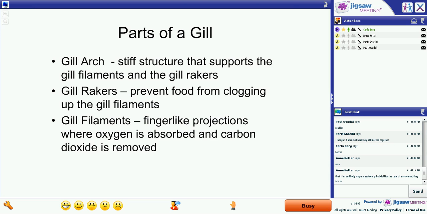There's three main parts of a fish's gills. There's the gill arch, which are structures that support the gill filaments and gill rakers. There are gill rakers, which prevent food from clogging up the gill filaments. And there are gill filaments, which are finger-like projections where oxygen is absorbed and carbon dioxide is removed. So those red things you saw were the gill filaments.